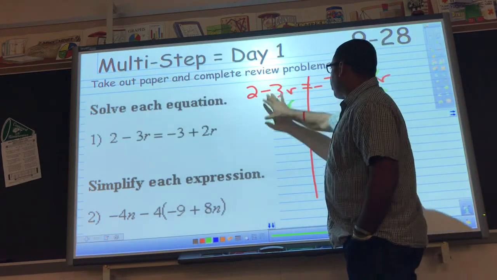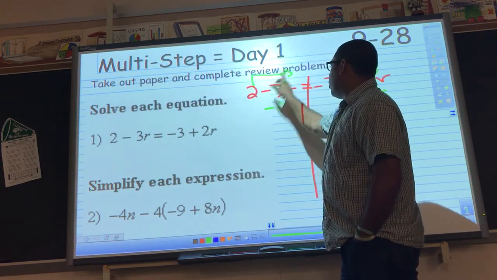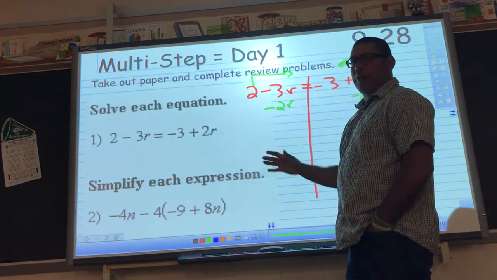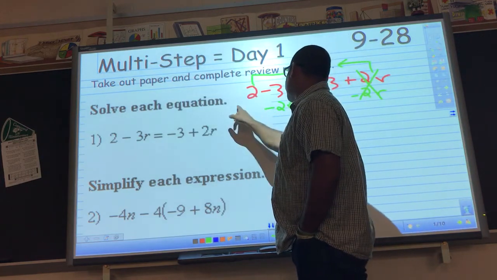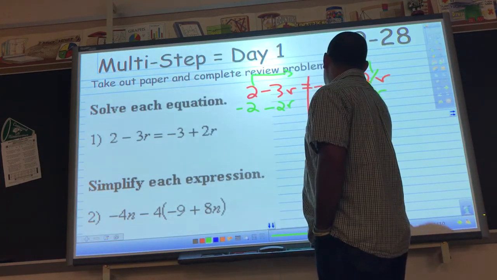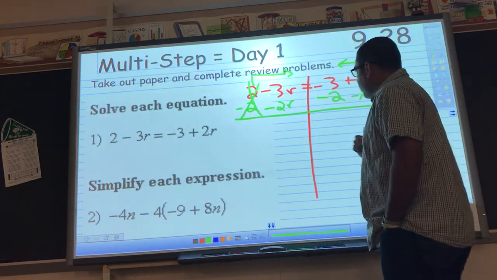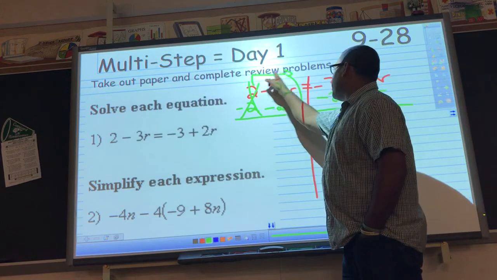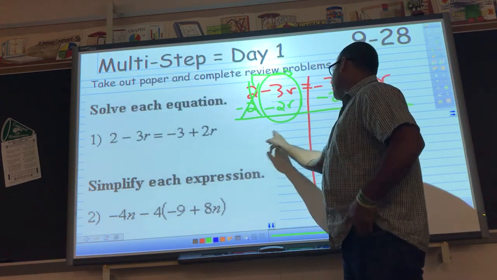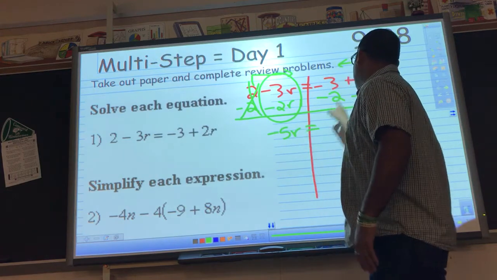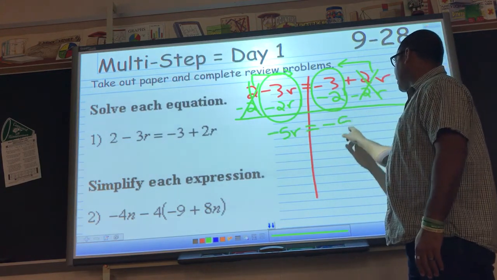Since my variable terms are going to be here on the left, I have to move the 2. It does not have an r on it. Not allowed to be on the same side. Remember, kick it out like a bad girlfriend or boyfriend. It's a positive 2, so I'm going to add negative 2 to both sides. That becomes 0. And now I'm going to add these up. Negative 3r plus negative 2r. Same signs, add, keep the sign. Be negative 5r.